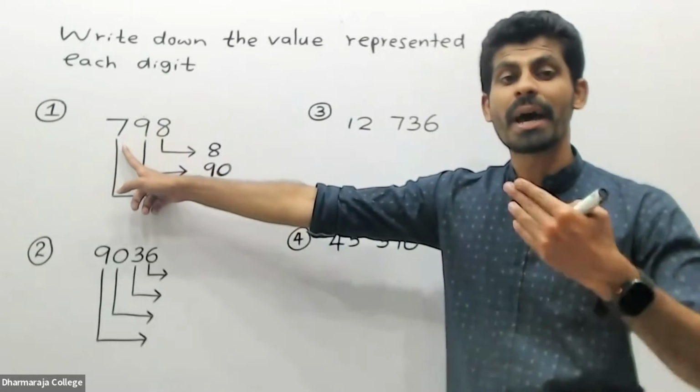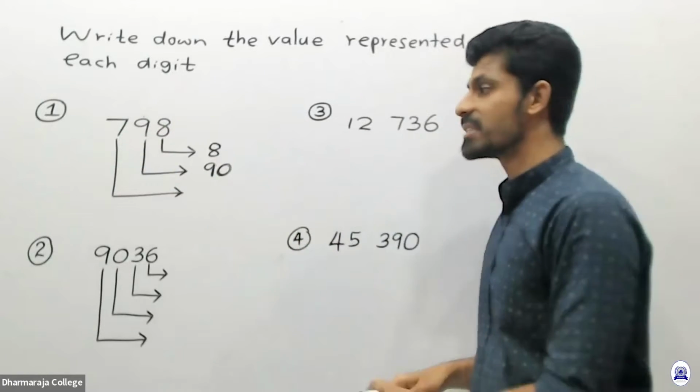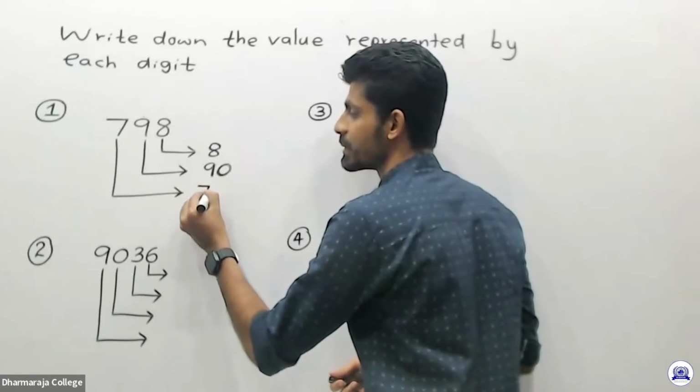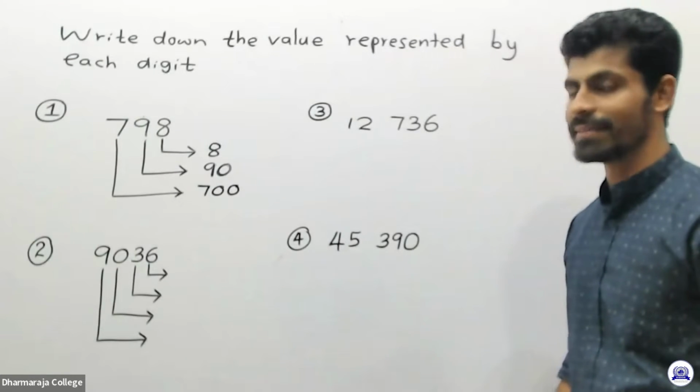Now this one equals hundreds place. That means what is the value represented by this one? 700.